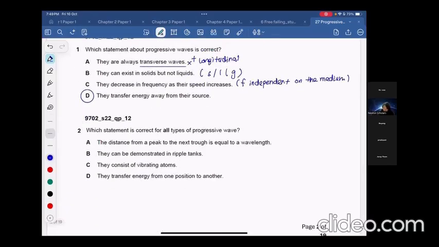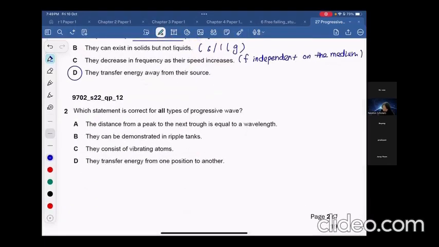Okay, so number 2, which statement is correct for all types of progressive wave? Okay, try.